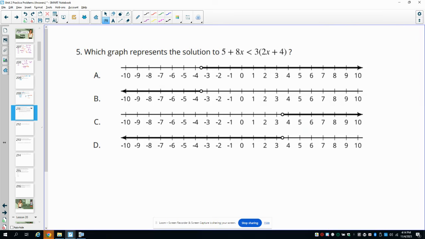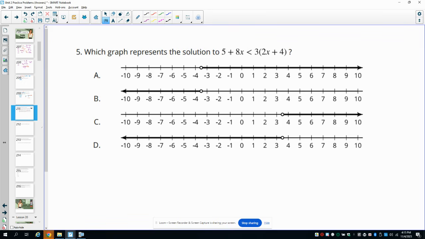Number 5, which graph represents the solution here? It looks like we've got two different boundary points. They either have us at negative 3.5 or at positive 3.5.